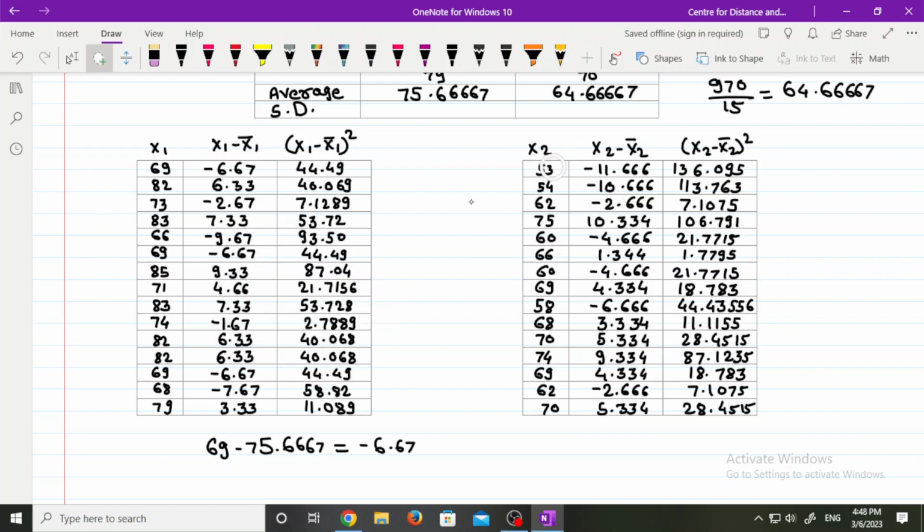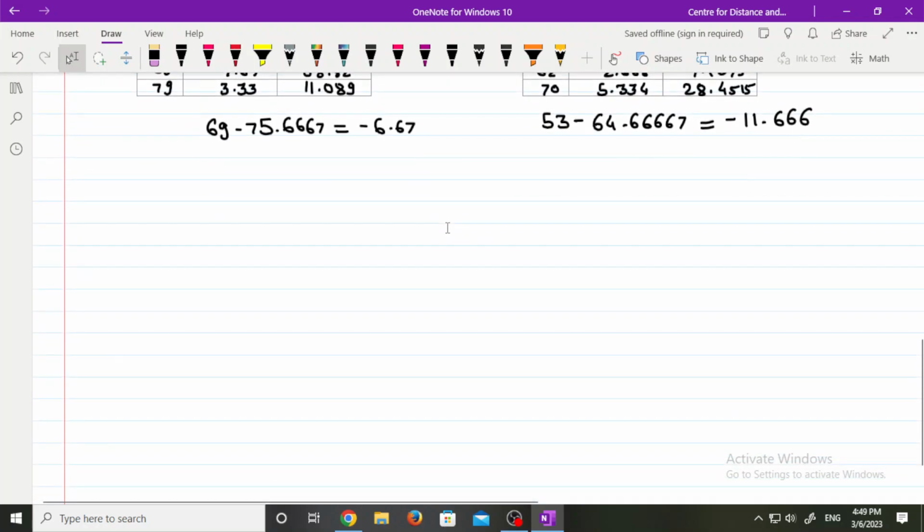Then for x2, that is 53, x2 bar is 64.6667. So x2 minus x2 bar, that is 53 minus 64.6667, gives minus 11.666, and when we square minus 11.666 we get 136.095. Similarly we calculate all these values. Then we have to find the standard deviations, sigma 1 and sigma 2.